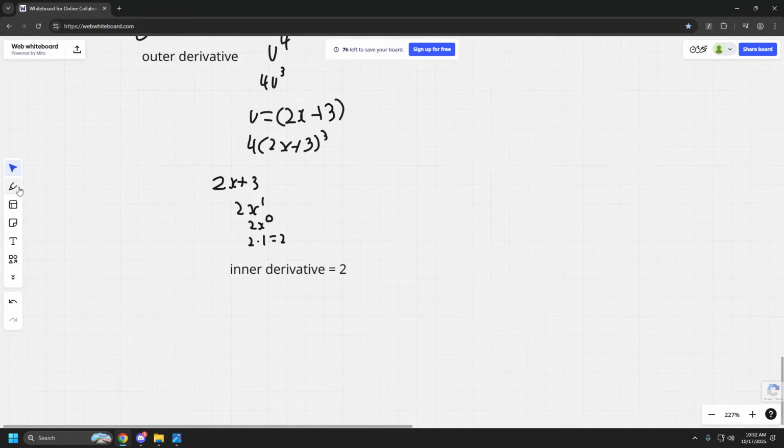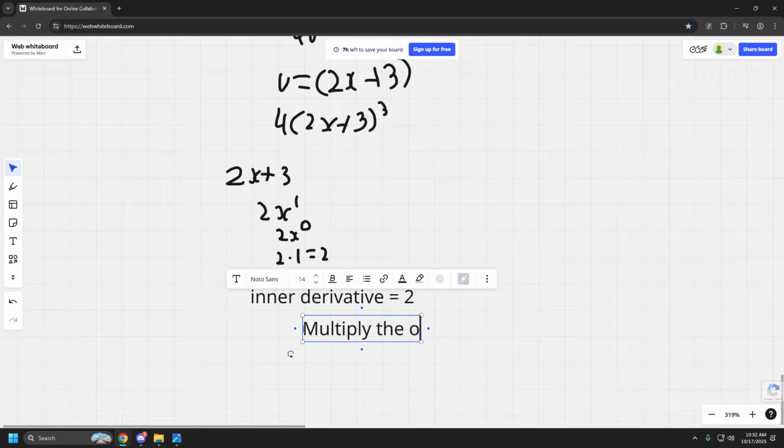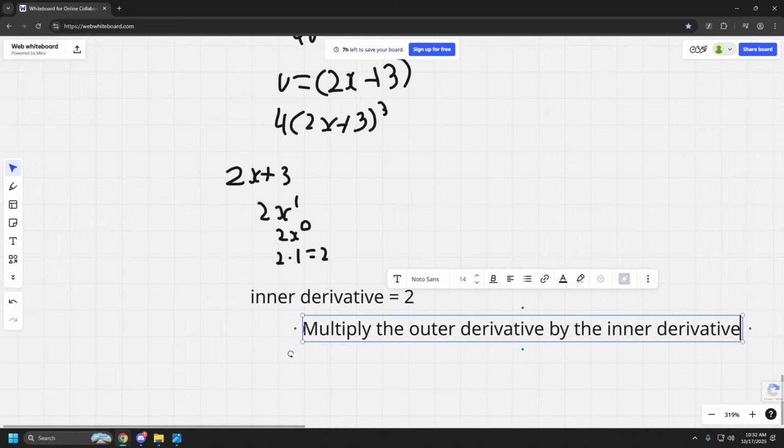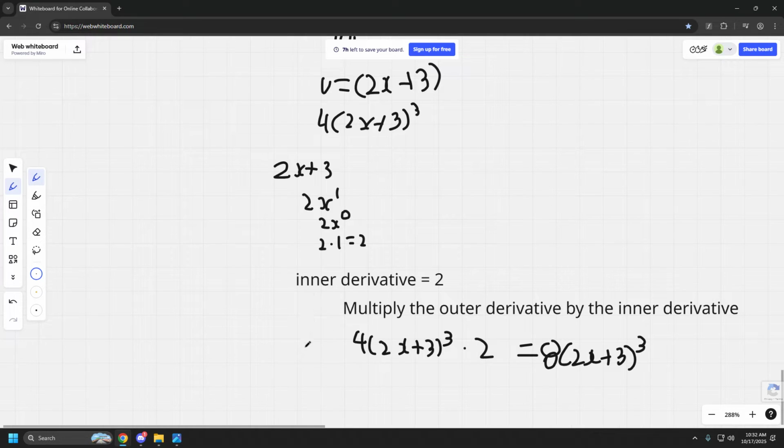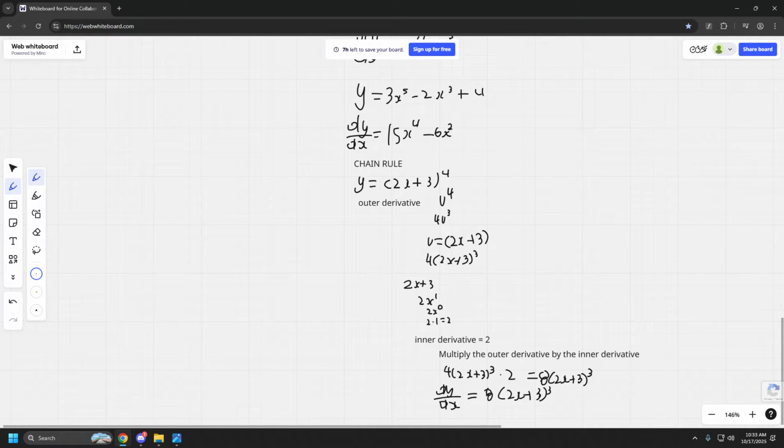Now what you want to do is multiply the outer derivative by the inner derivative. So it would literally just be 4 times (2x plus 3) cubed times 2, equal to 8 times (2x plus 3) cubed. That would pretty much be it for this question. So dy/dx, which is y with respect to x, is equal to 8(2x plus 3) cubed. Always differentiate from the outside in.